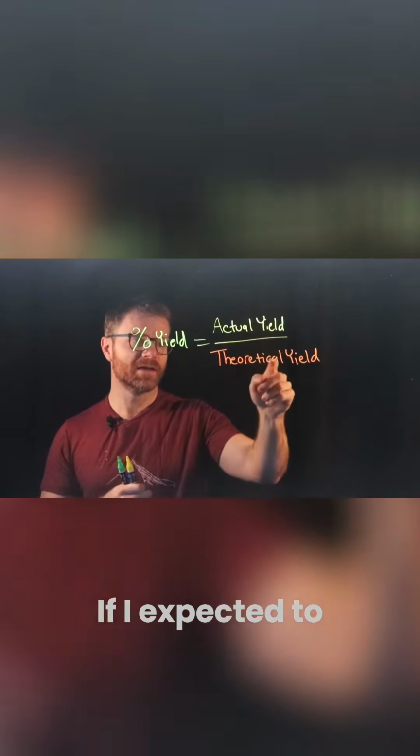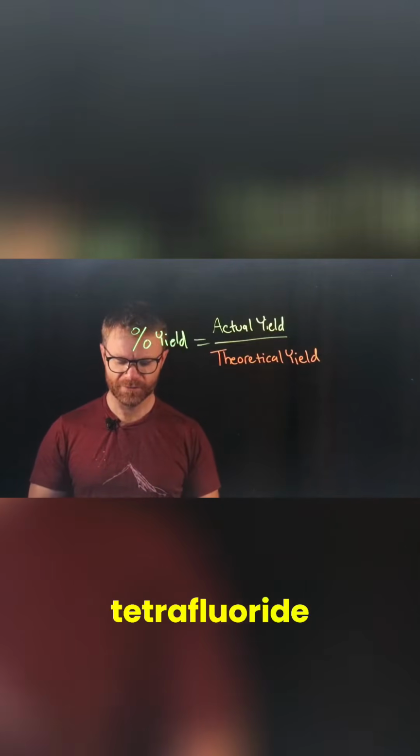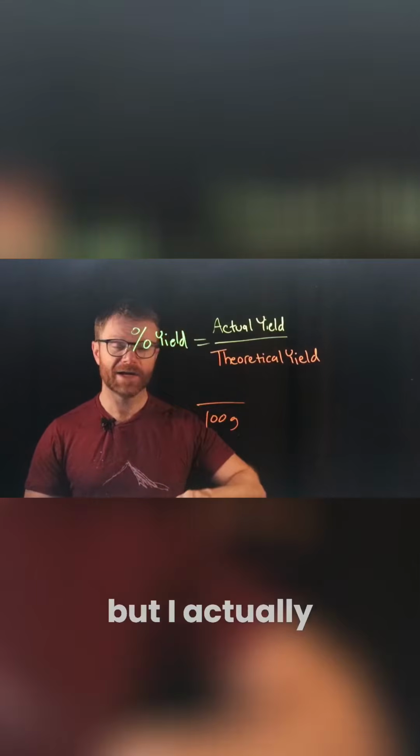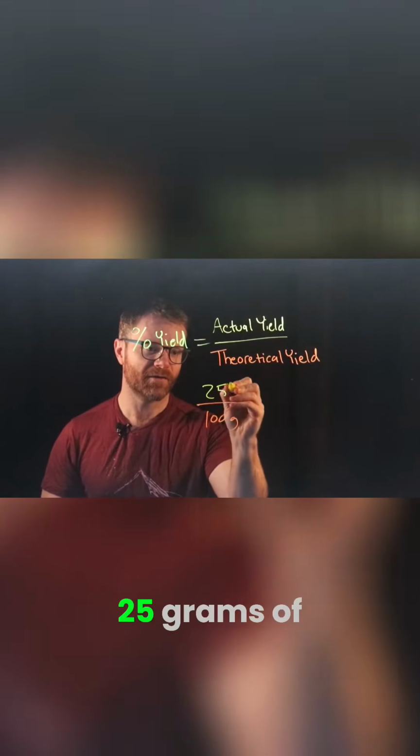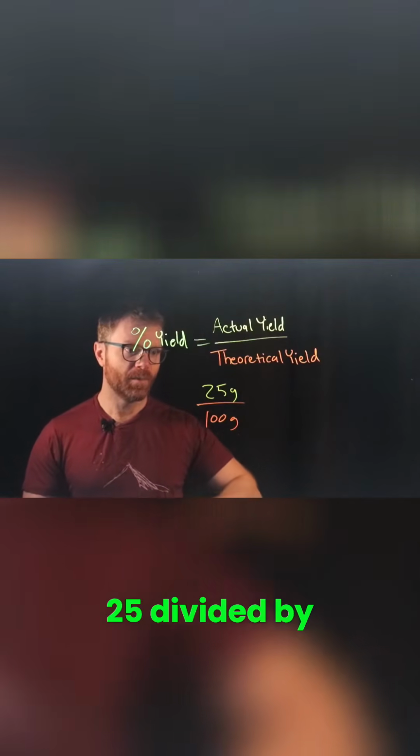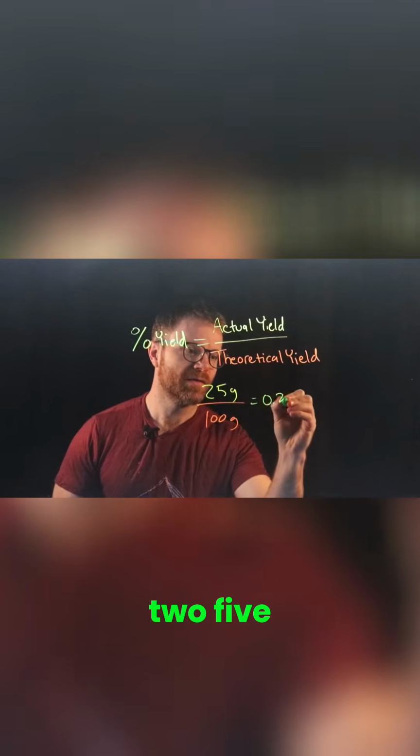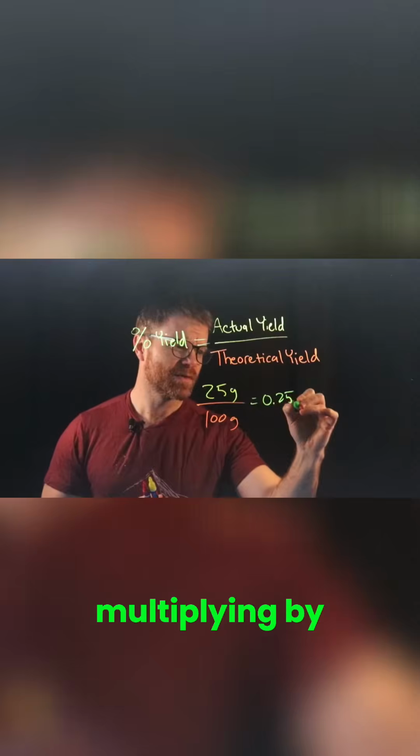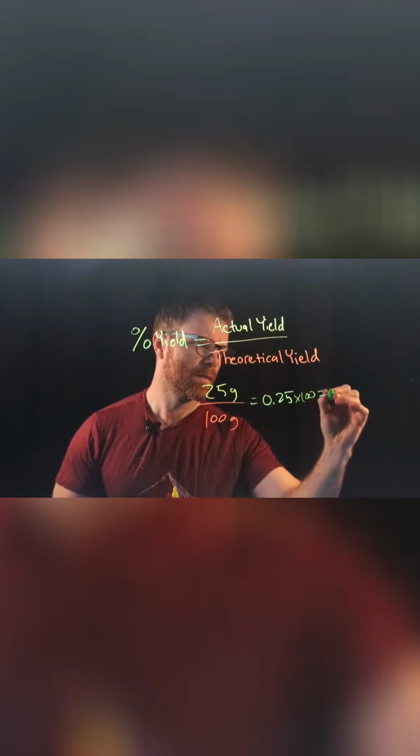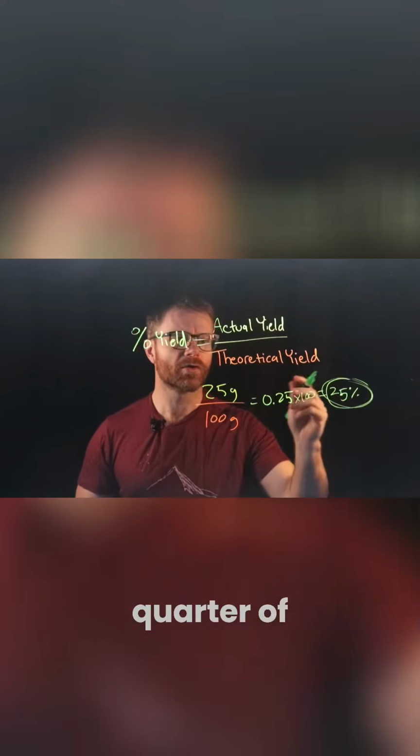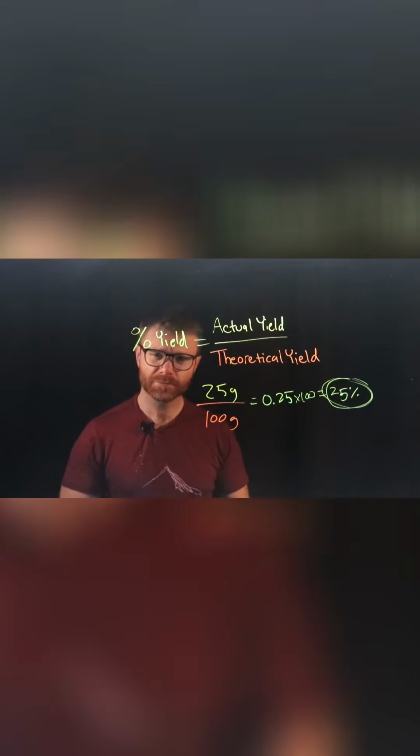If I expected to get 100 grams of carbon tetrafluoride, but I actually only got 25 grams of carbon tetrafluoride, 25 divided by 100 is 0.25. And then, of course, we always convert our decimals into percentages by multiplying by 100. I only had 25% yield. I only got a quarter of what I expected to get.